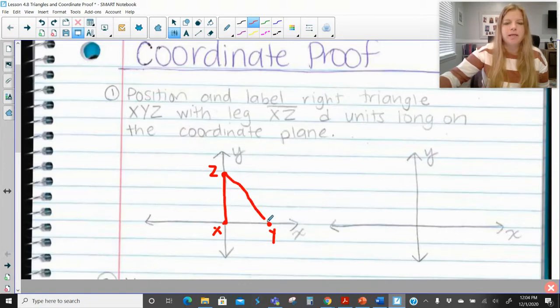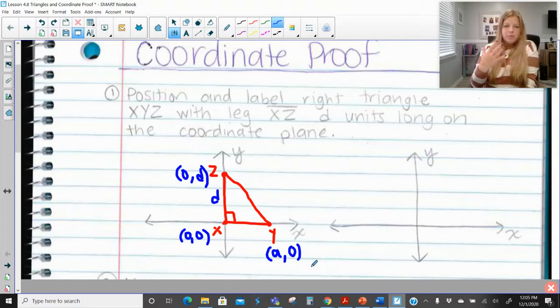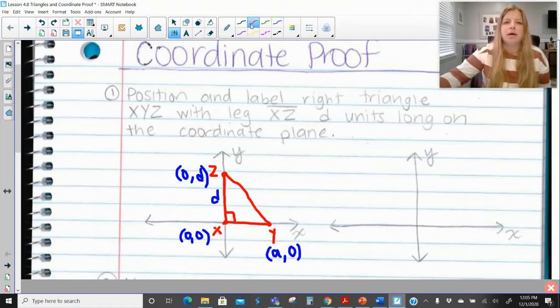And if I go ahead and construct, I know that was a terrible line, a right triangle, I would be able to say, of course, that my coordinate at X is (0, 0). My Z coordinate, since I want this to be D units long, would be (0, D). Okay, and my Y coordinate is some unknown value. I don't know how far I went out on the x-axis, but I do know the y-coordinate of point Y is 0. So this would be just one way to represent that example.